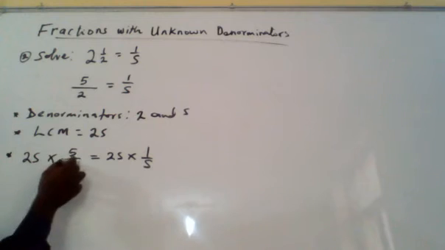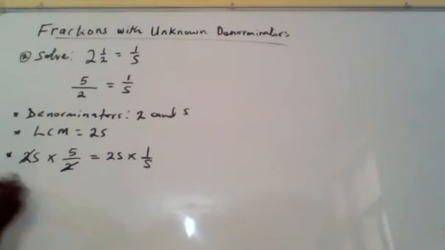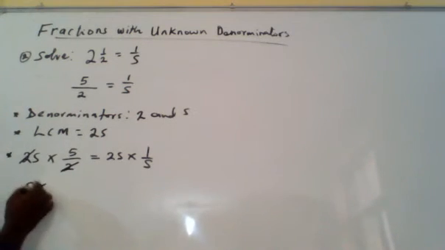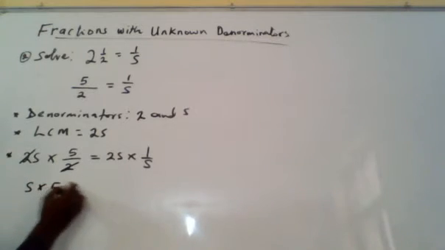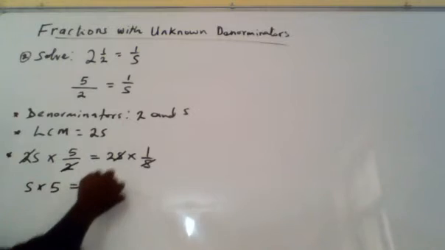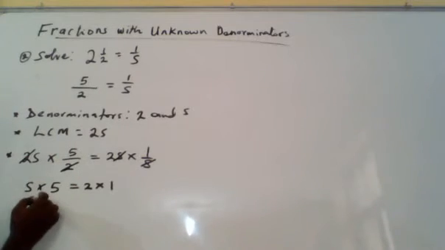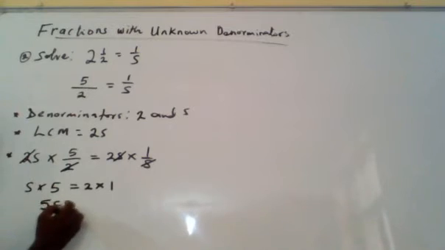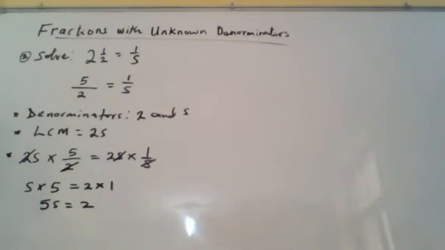So here, these two, we cross these two, I'll be having s times 5 equals this s, we cross s, I'll have 2 times 1. So I'll be having 5 times s to be 5s equals 2. So what I do from here is divide both sides by 5. I will have s to be equals to 2 over 5. And that is the end of your solution.